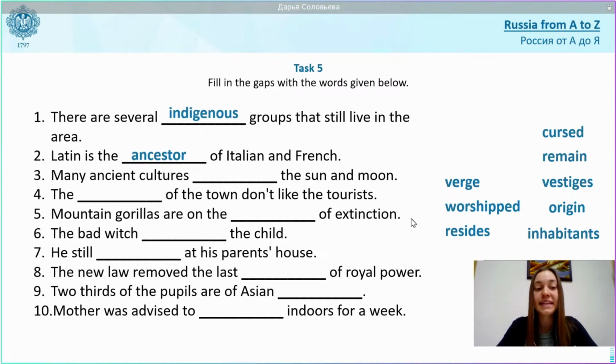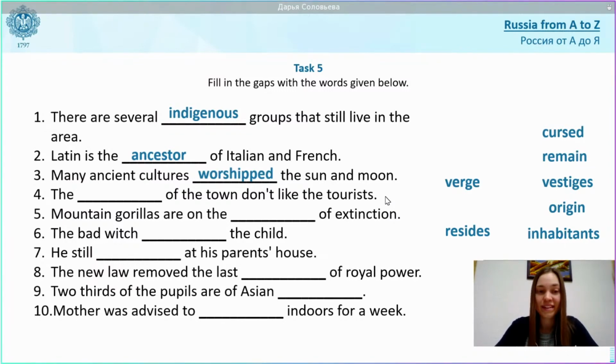And the next one. Many ancient cultures, the sun and moon. And now you should choose a verb, глагол, a verb. So you can choose worshipped, resides, cursed, and that's all. Or remain. Let's look. Did they curse the sun and moon? I don't think so. They worshipped the sun and moon. Поклонялись. Поклонялись солнцу и луне. They did not curse them. Yes.